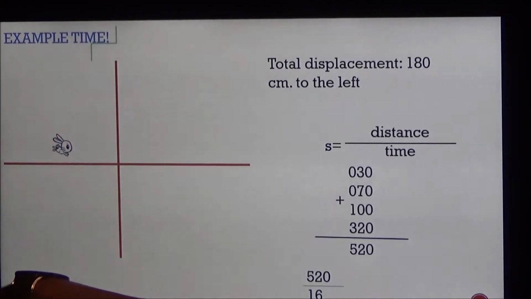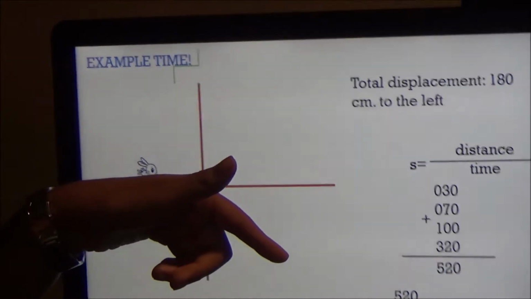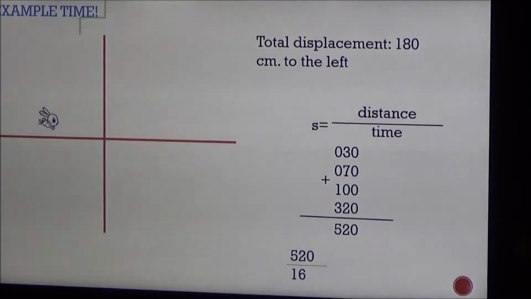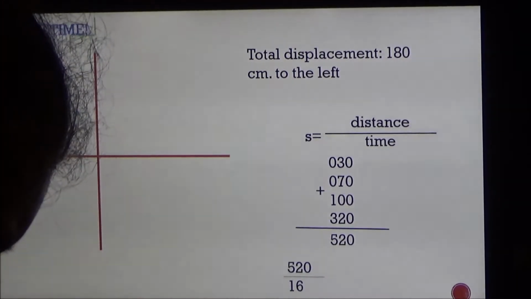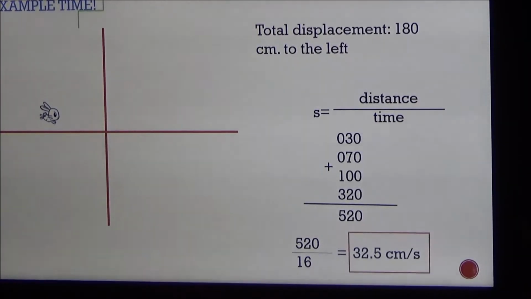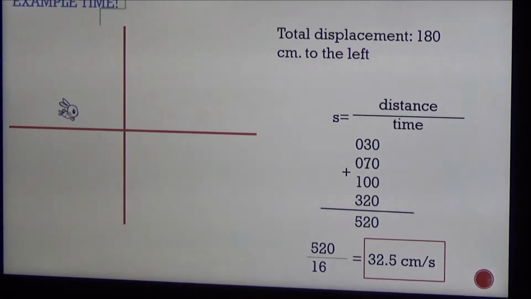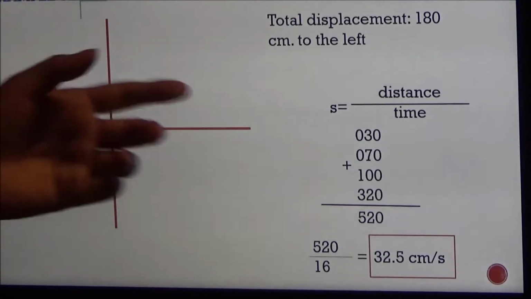So we just put it in the formula, and it will be 530 divided by 16. Why 16? Because the question tells us that the time elapsed was 16 seconds. So the answer will be 32.5 centimeters per second. Don't forget that, because we have both distance and time.